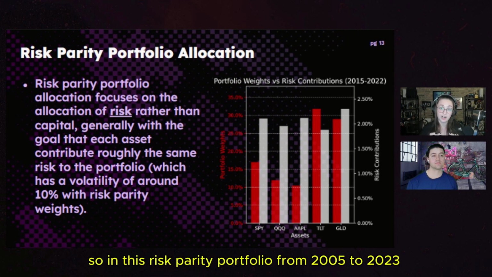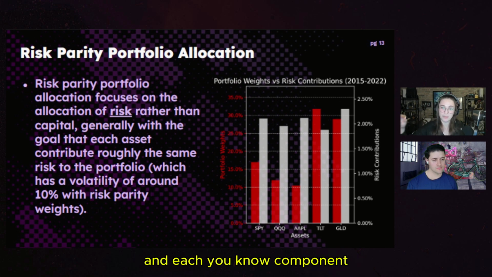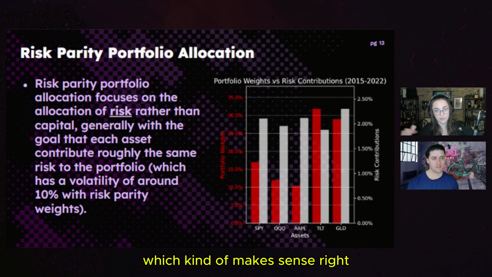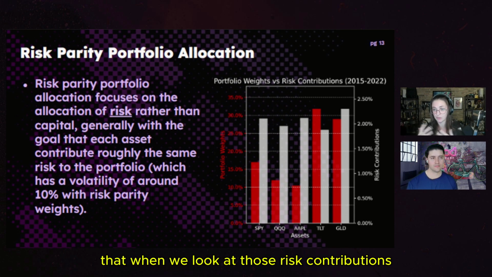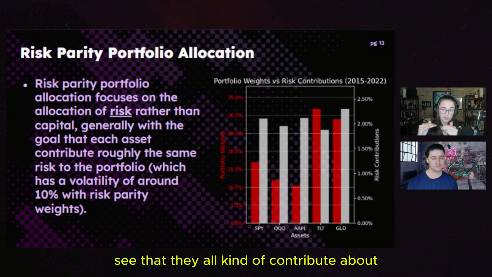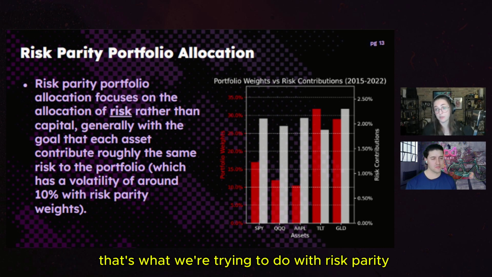So in this risk parity portfolio from 2005 to 2023, we can see that it has about 10% portfolio volatility. And each of those 5 components contributes about 2% to that, which makes sense, right? It changes a little bit, but when we look at those risk contributions with these new weights, we can see that they all contribute about the same amount of risk to the portfolio, at least during this backtest period. That's what we're trying to do with risk parity.